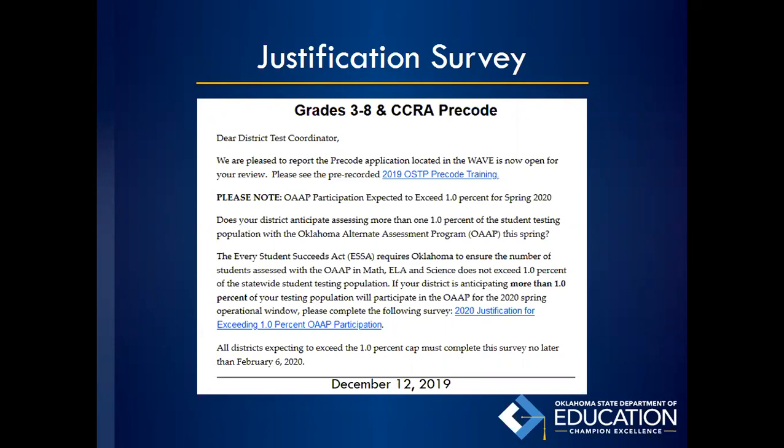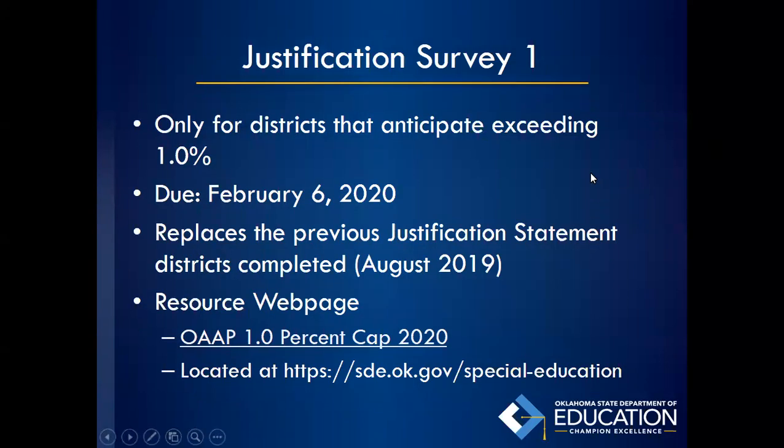So this is what it should have looked like, this portion of it. It's where you should have received notification, December 12th. And so the justification survey, the main thing is, again, this is for districts that anticipate exceeding 1%. So based off your pre-code data, you should be able to identify the students who are taking the OAAP and see if your district is exceeding that 1%.